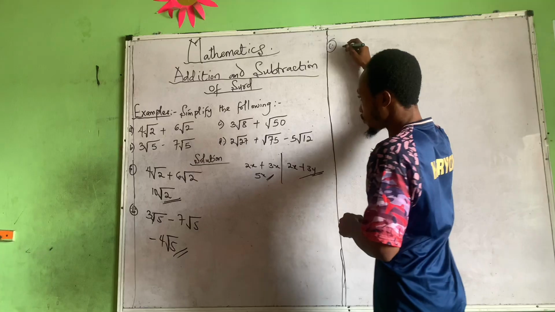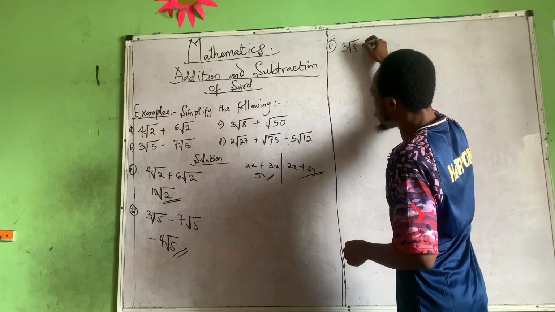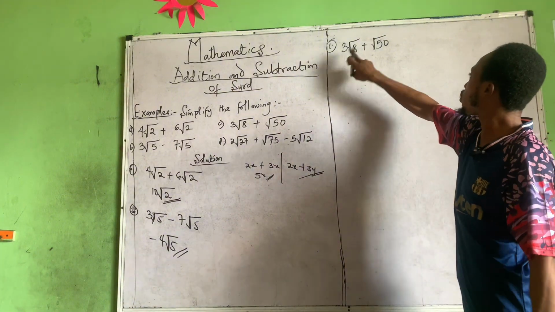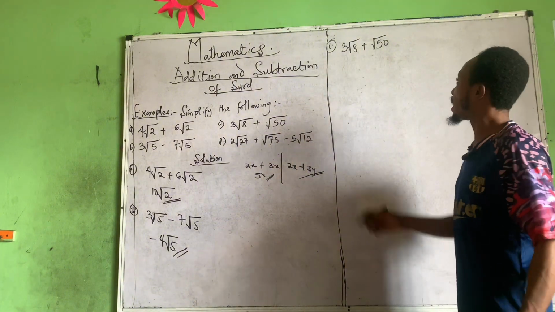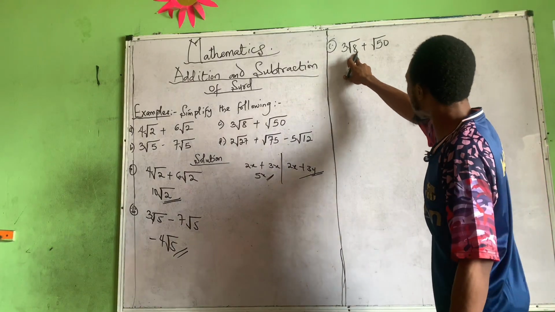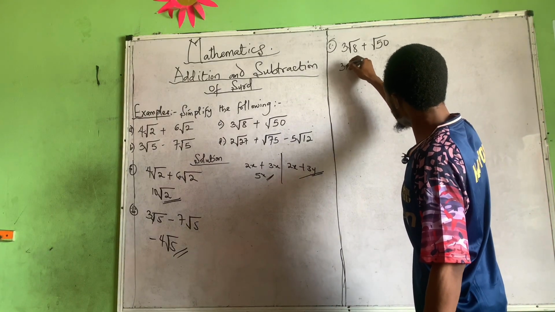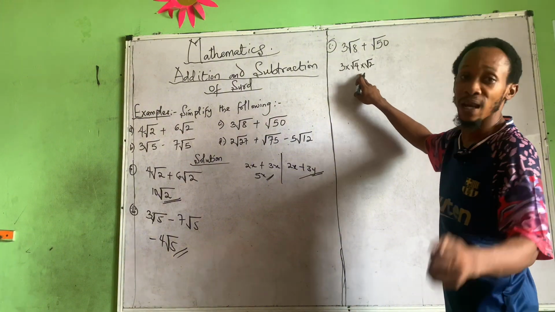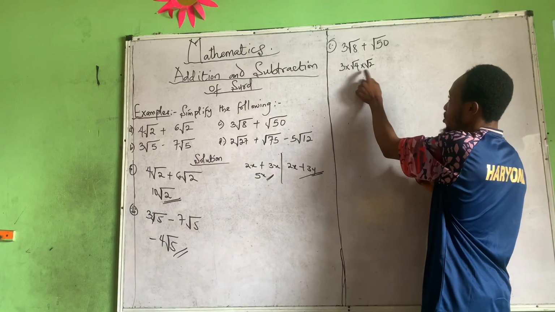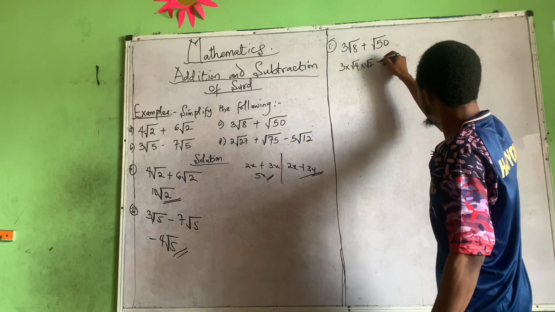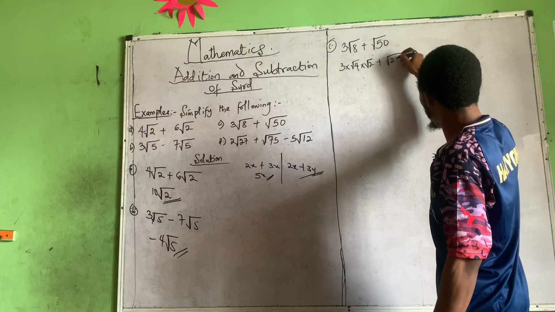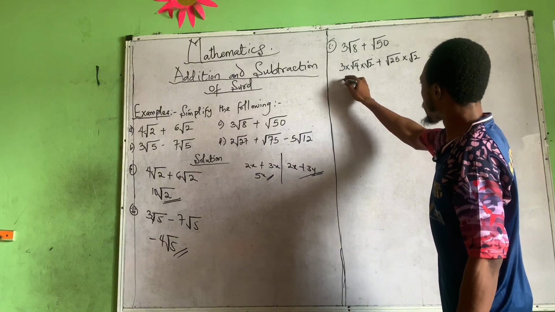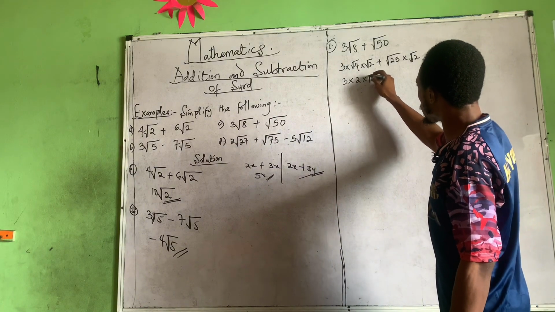The third one, we have 3 root 8 plus root 50. Now, like I said, don't just conclude by saying, oh, they are not the same root, and then you leave it like that. There's a way you can simplify them. Now, let's simplify this. We have 3 times root 4 times root 2. If you were in the last class, you will remember how I did this, that we are simplifying.